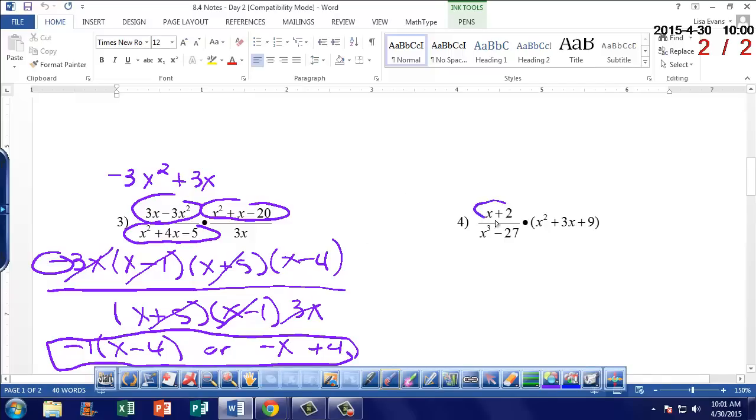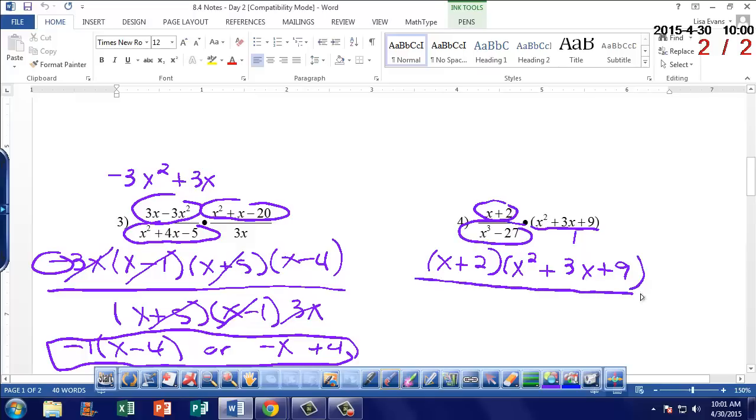Okay, number 4. I can't do anything with this, so I'm just going to write it as x plus 2. Now this, if there's no denominator, it's over 1. So is there anything that multiplies to give me a positive 9 and adds to give me a positive 3? No. So I'm going to go ahead and just leave it. Now, you might not remember this, but this is difference of cubes. So when we factor this, we cube root our x cubed, and we're left with our a term to be x. And when we have 27 and we cube root it, we're left with our b term to be 3.